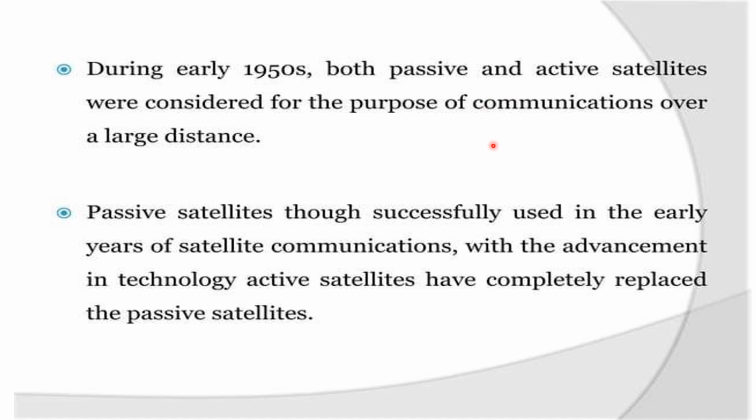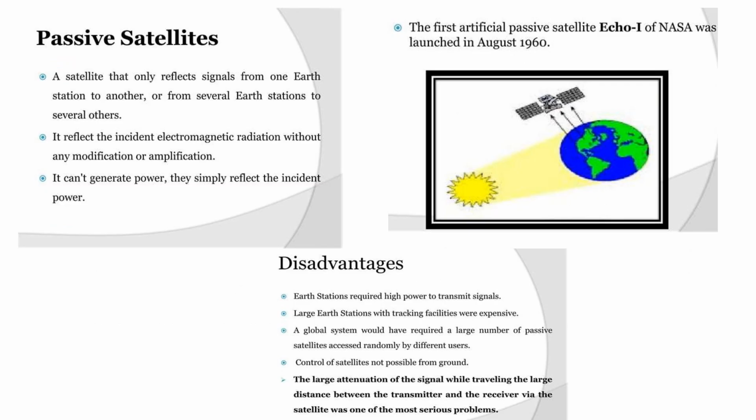Passive satellites, though successfully used in the early years of satellite communication, have been completely replaced by active satellites with advancement in technology. A discussion about passive satellites: a satellite that only reflects signals from one Earth station to another or from several Earth stations to several others. It reflects the incident electromagnetic radiation without any modification or amplification. It can't generate power, it simply reflects the incident power. The first artificial passive satellite, Echo 1 of NASA, was launched in August 1960.